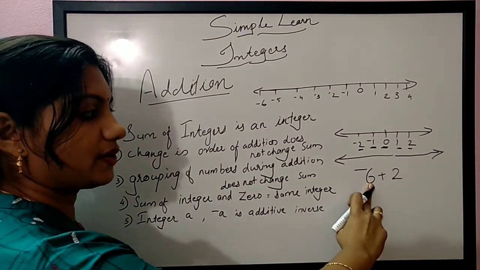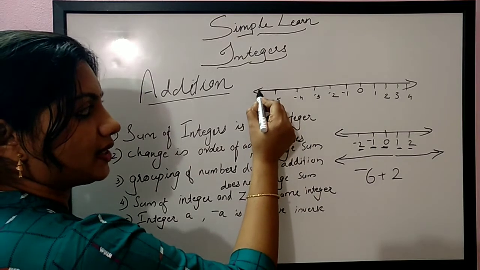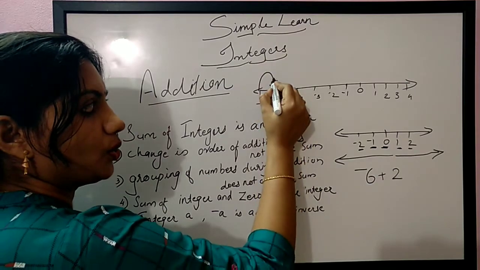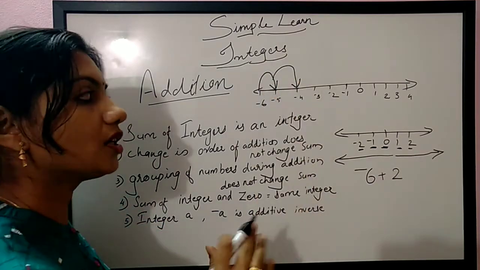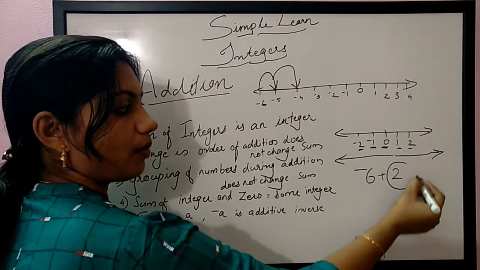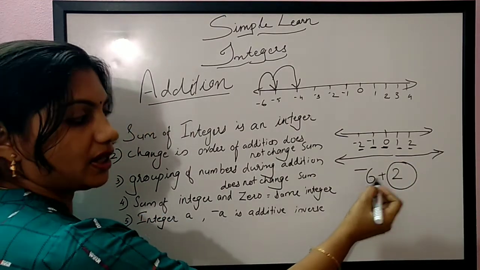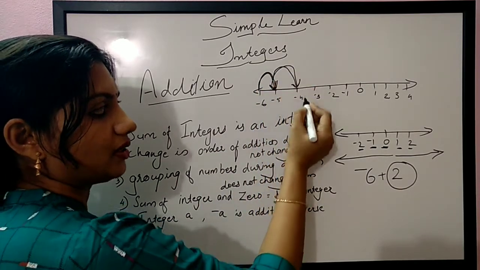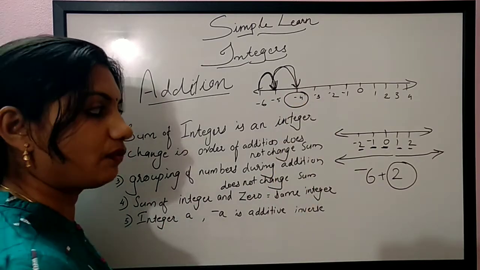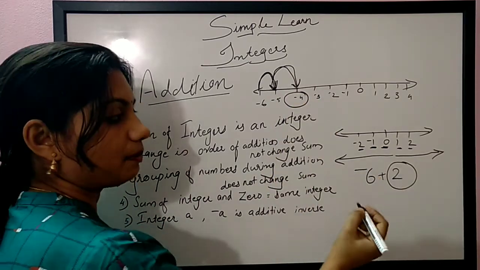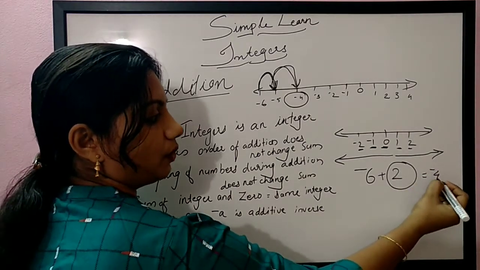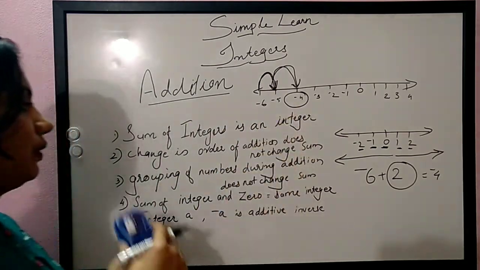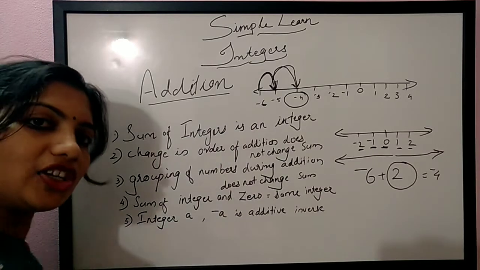Now what is -6 plus 2? -6 plus 2 is going 2 units to the right side. Right? This is +2. So I am adding -6 to 2. From -6, I need to go 2 places to the right. What is the answer here? -4. So -6 plus +2 is equal to -4. Is -4 an integer? Yes, it's an integer. So that is what sum of integers is an integer.